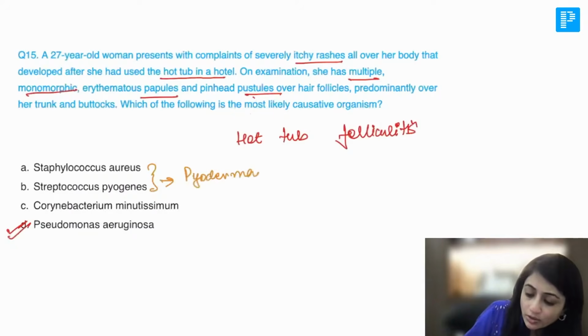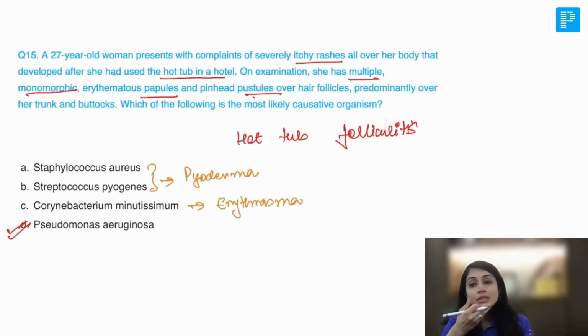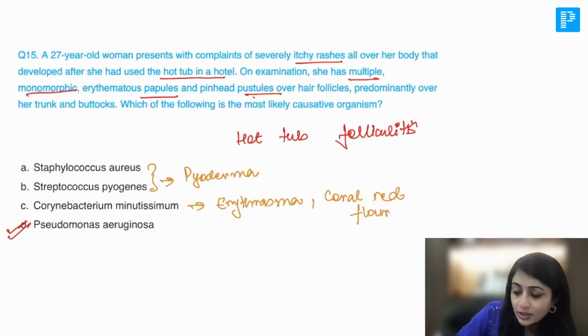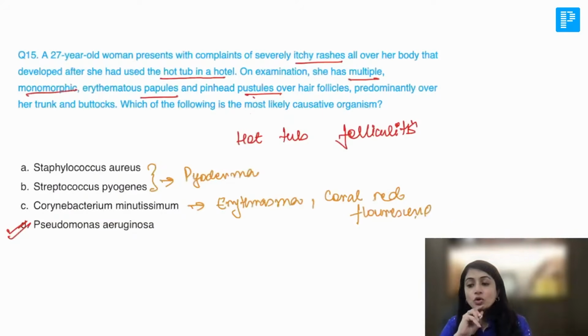Corynebacterium minutissimum causes erythrasma, which will present with well-defined erythematous lesions on underarms. It can present in groins, on the interdigital web space, and it would show coral red fluorescence. Right? Hot tub folliculitis is caused by Pseudomonas aeruginosa.